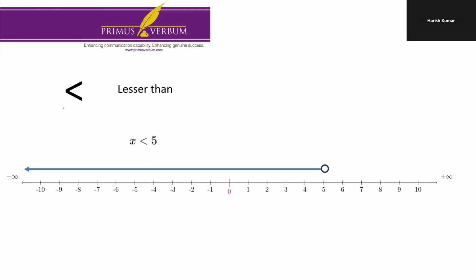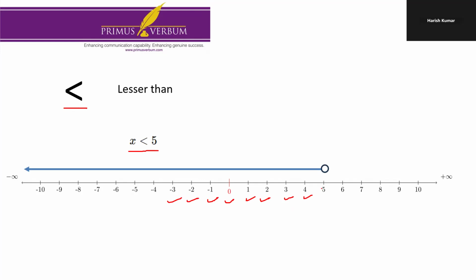Now, this symbol in math means lesser than. So if I say x is less than 5, it means I don't know what x is, but it can take any value less than 5. And this is depicted by this arrow, which is moving to the left-hand side towards minus infinity, or a very large negative number. It starts from 4 and then goes to 3, 2, 1, 0, minus 1, minus 2, minus 3. So I have depicted all the integer values.